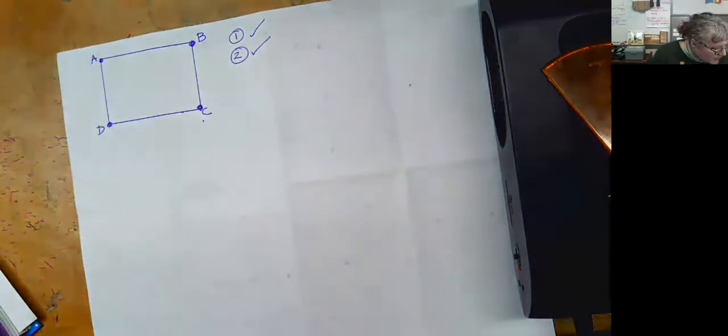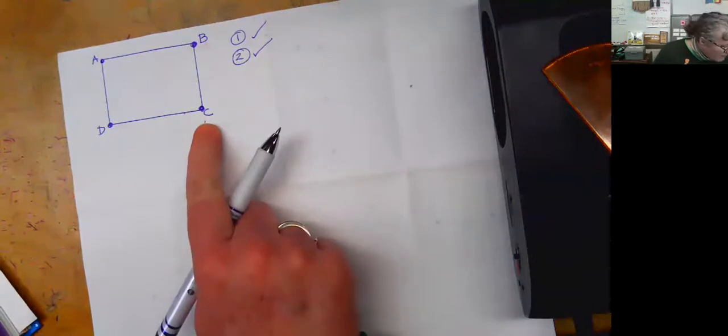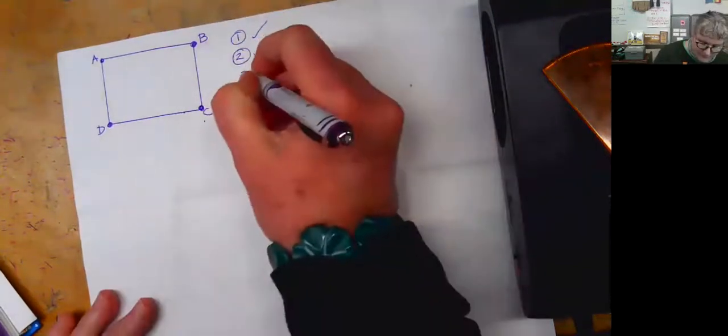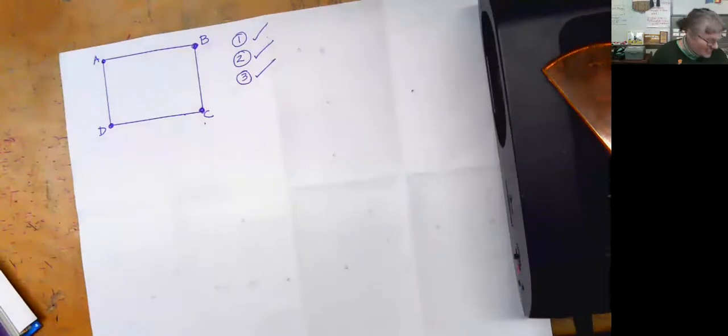Extend each line segment you drew in exercise 1 and 2 till they meet. Label this point C. Okay. Done.